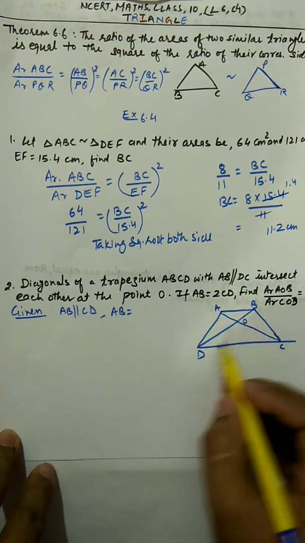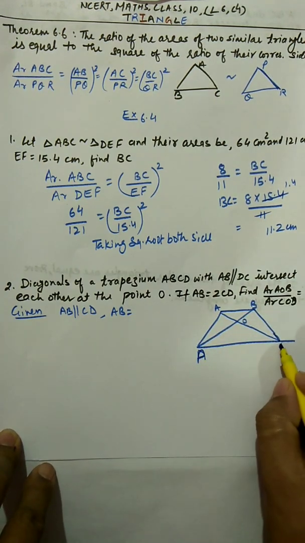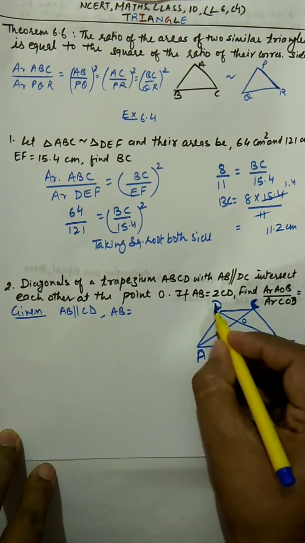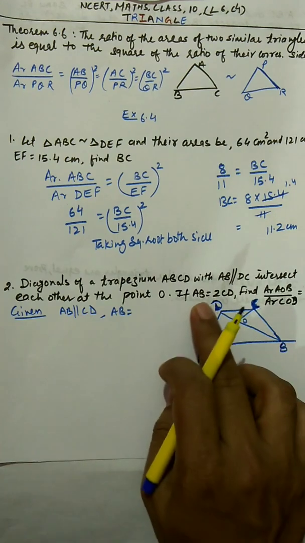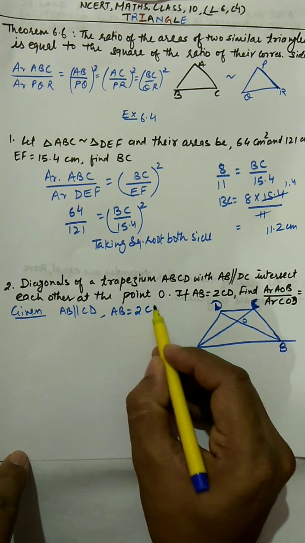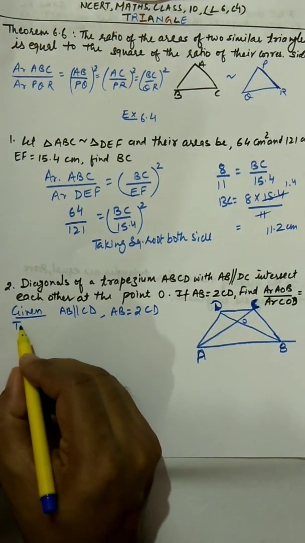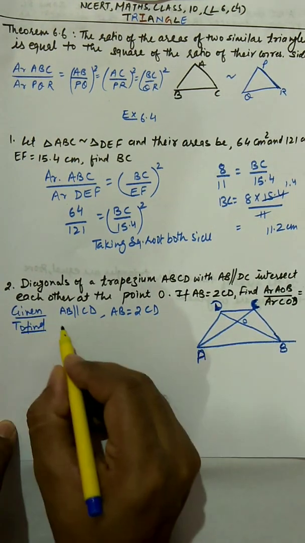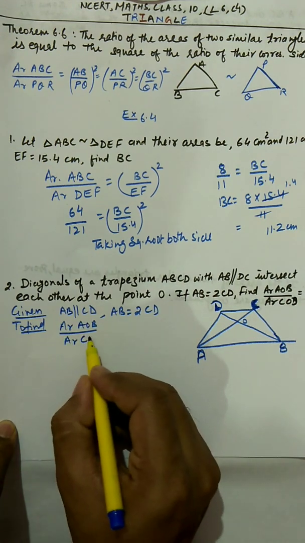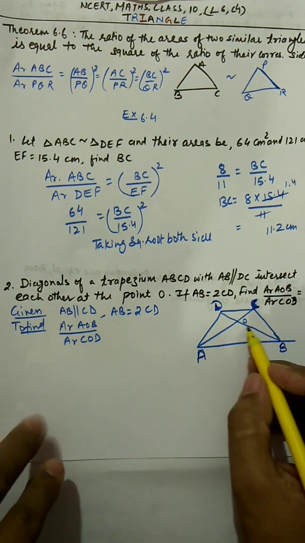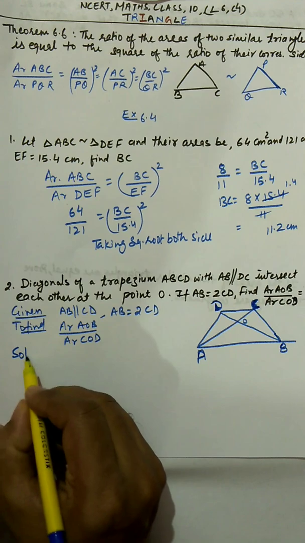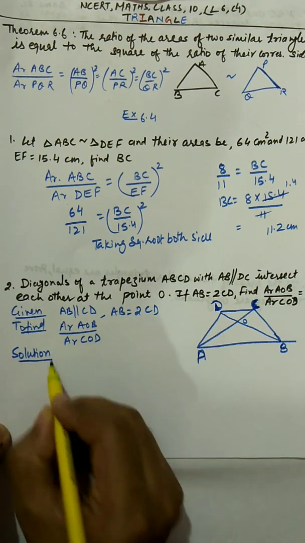So according to this figure, the order we have to change. We take this AB, let's say this is CD, and this as D, because AB is bigger. So AB is twice of CD. This we can write. Now to find, we'll write to find area AOB upon area COD. So you can see this area AOB and area COD. So this ratio you can find once you show that these triangles are similar.